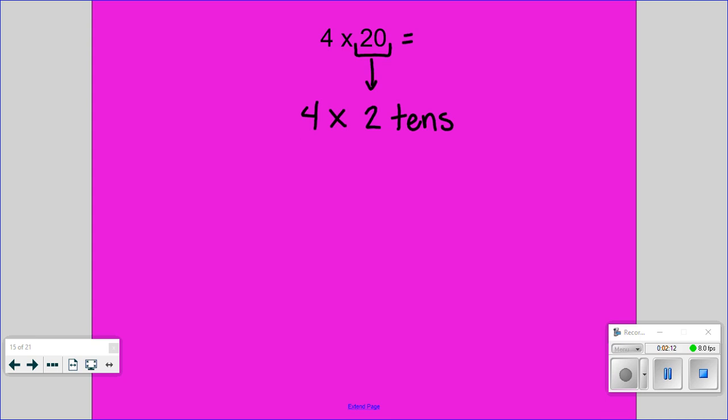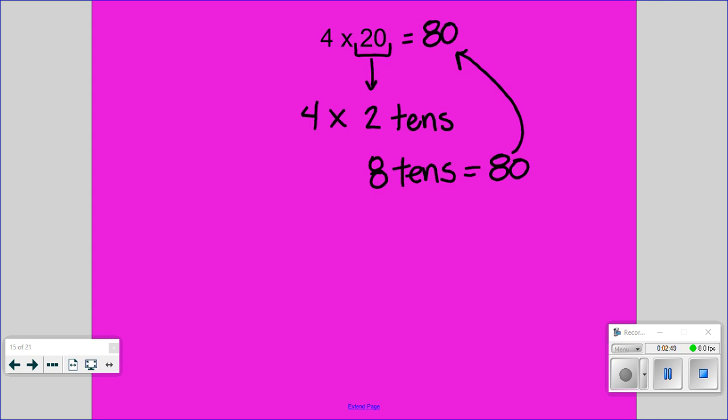This is better because now I have that problem set up where I can still do 4 times 2. 4 times 2 tens. Well, 4 times 2 is equal to 8. Not just an 8 though. We're not counting just ones. In this case, we were counting tens. So this becomes 8 tens. And then I need to translate that back into numbers. Well, what does 8 tens actually look like as a number? It looks like 80, which is our solution.